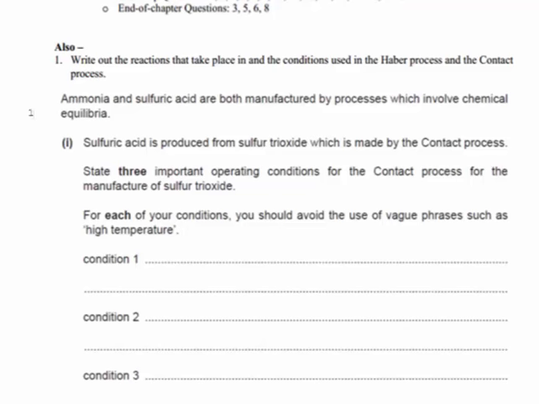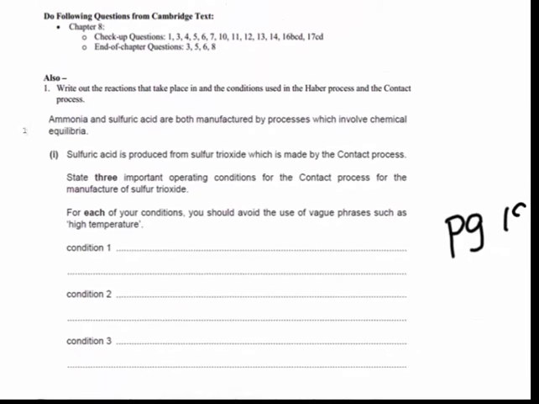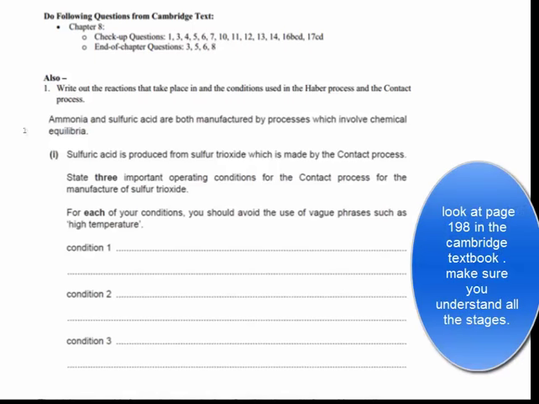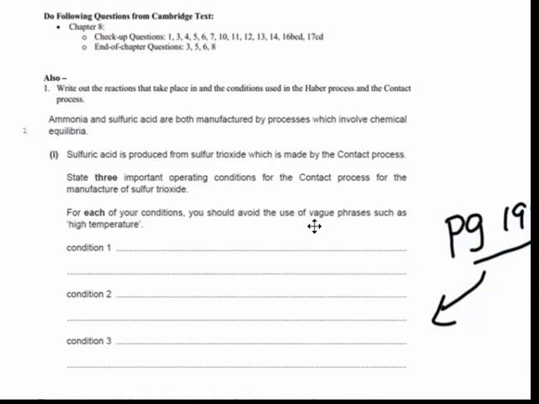Even though it talks about the contact process in chapter 8, it really gives clarification here. In your textbook on page 198, it will talk about the conditions for sulfuric acid. So there you can fill in the specific conditions, and once again, make sure to avoid vague phrases like "high temperature." We want to be as specific as possible. What are the exact conditions that are required for the contact process?